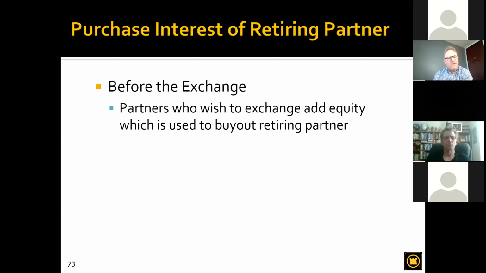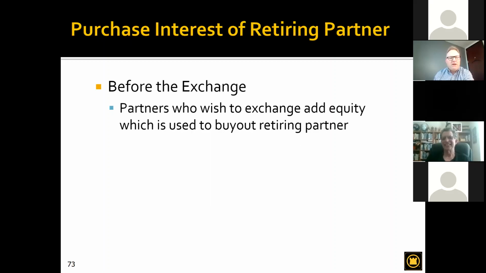All right, last one here, purchase interest of the retiring partner. Partners who wish to exchange, there have been some changes to the partnership rules. The previous rule was that at least 2 partners had to control 50% or more of the partnership continuing on for it to be considered the same tax entity. That was changed, and they basically did away with the 50% requirement. And so if there are 2 partners that wish to continue and they have less than 50% partnership interest, those 2 can stay together and basically continue on.